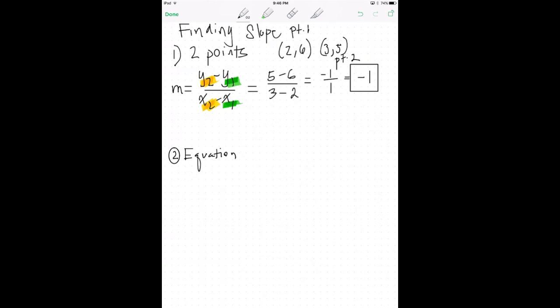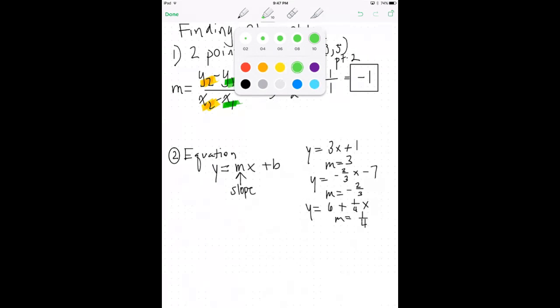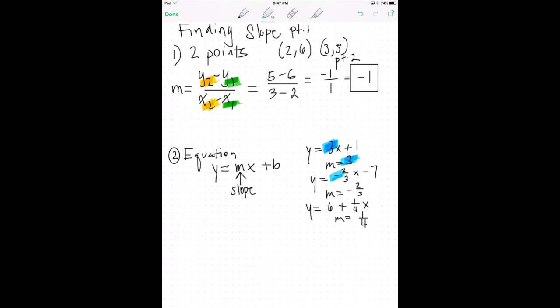So that's one way to find slope. The other way to find slope is from an equation. If your equation is in y equals form, that means the y is by itself, the slope's easy to find because the slope is the coefficient of the x. If you have y equals 3x plus 1, the slope is 3. If you have y equals negative 2/3 x minus 7, the slope is negative 2/3. If you have y equals 6 plus 1/4 x, the slope is 1/4. So it's always the coefficient of the x. Here's the coefficient of the x, here's the slope.